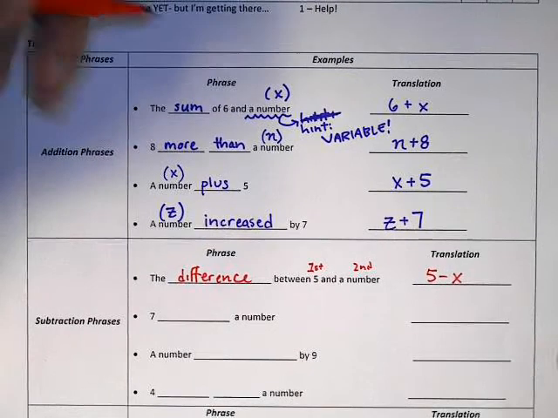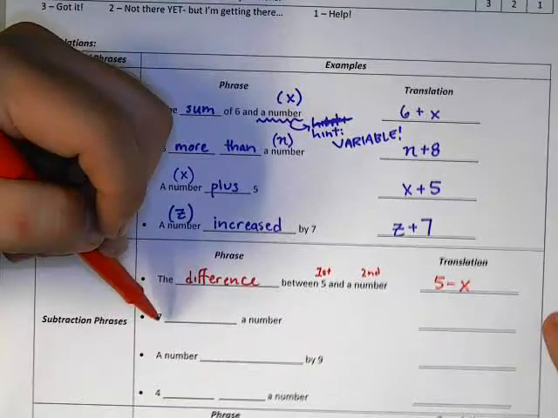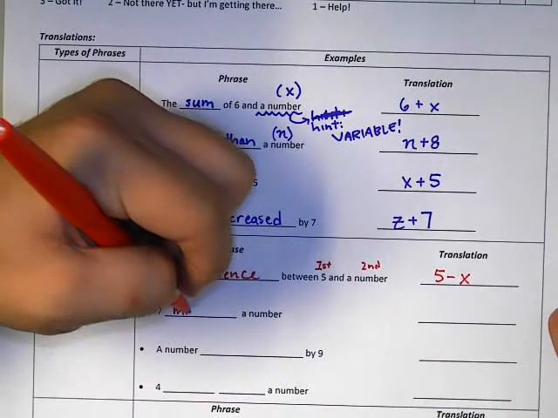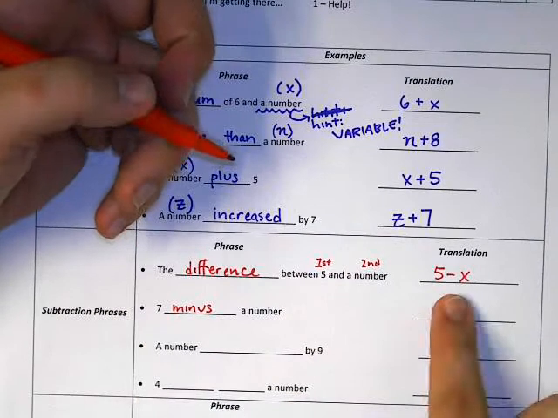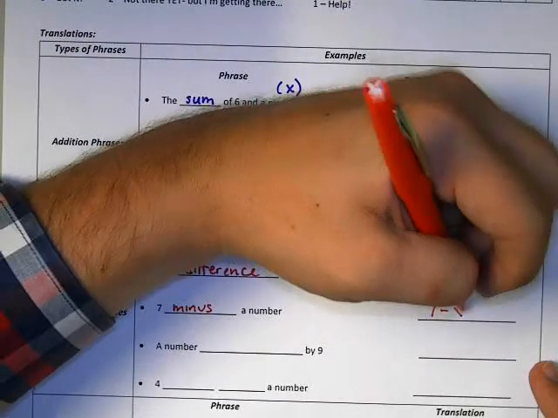Our next subtraction phrase is similar to this one, where we had a number plus 5. Well, 7 blank a number, what are we thinking, anyone? How about minus? If you have 7 minus a number, this should look very similar to our last one. So 7 minus a number would just be 7 minus x.